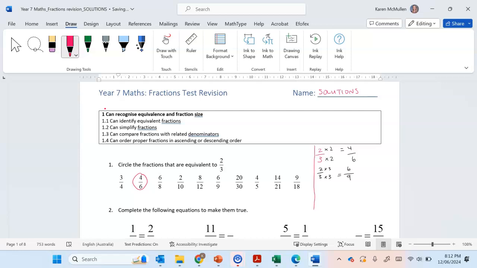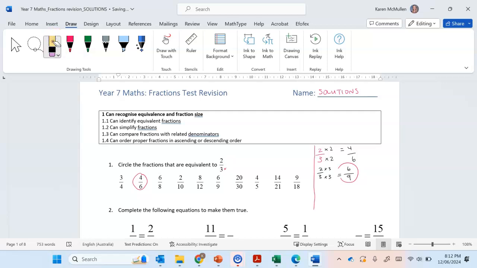Now I've got 6/8, so to get the 6 from the 2, I would multiply by 3. And remember, whatever I do to the top, I've got to do to the bottom. So that would actually give me 6/9, and you can see we did that over on the side here. So 6/8 is not equivalent. 2/10, well, you can't just change the denominator. 8/12, so let's go back.